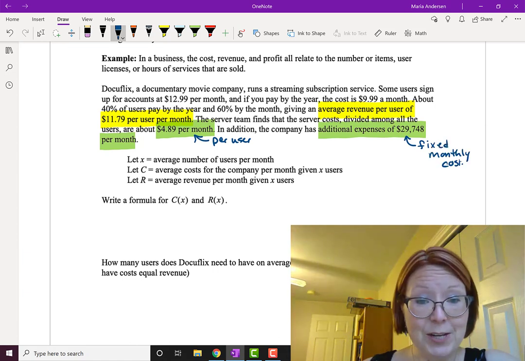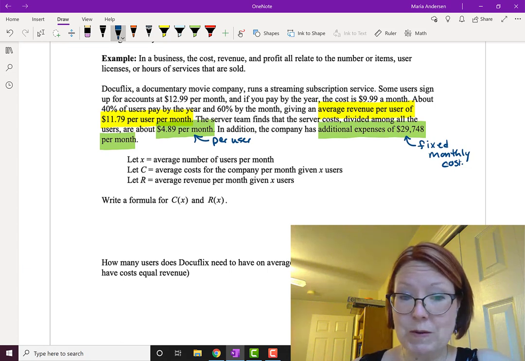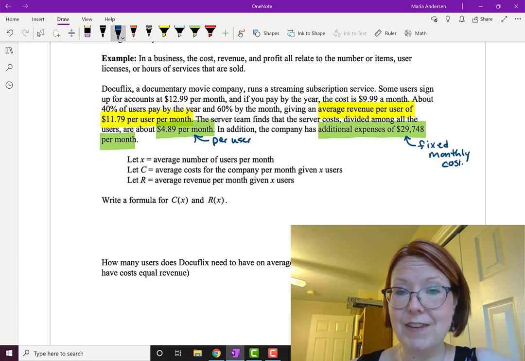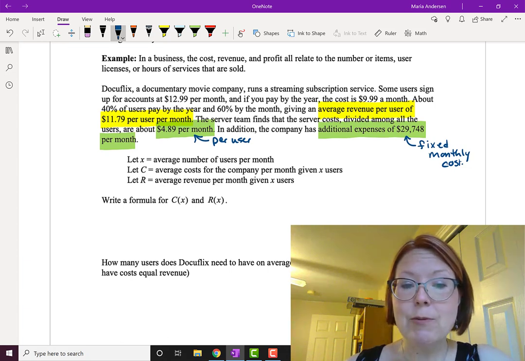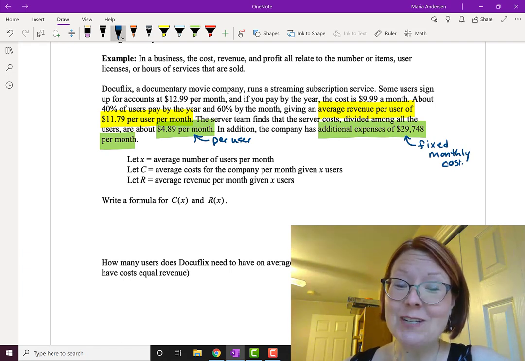I've defined some variables for you. So we're going to have X be the average number of users per month. Capital C is the average costs for the company per month given X users. And capital R is the average revenue per month given X users. We're going to start by just writing formulas for C of X and R of X.